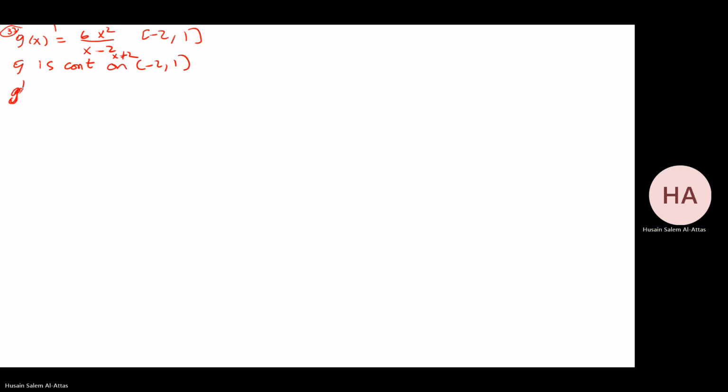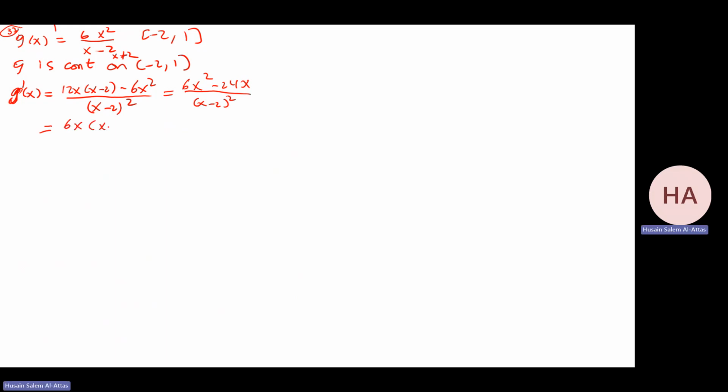f prime, or g prime, will be what? 12x times x minus 2 minus 6x squared over x minus 2 squared. That will give me 12x squared minus 24x minus 6x squared over x minus 2 squared. That will be 6x times x minus 4 over x minus 2 squared. g prime at c equals 0. So I have c equals 0 or c equals 4. This is not in the interval, so I will not consider it. This is in the interval. So we are okay. At 2, the function is not in the interval.